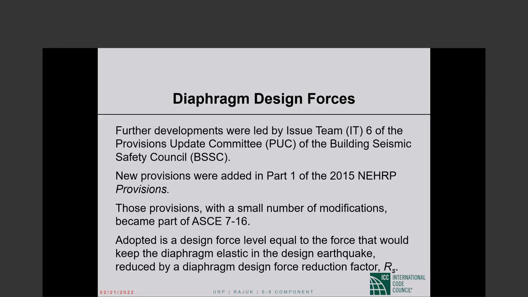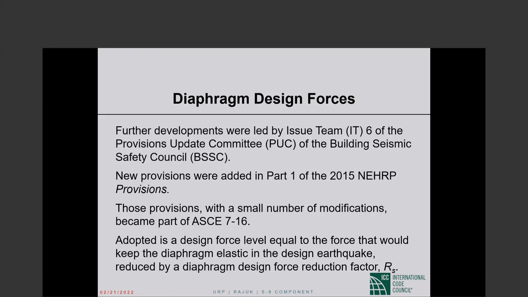This alternative design force level is mandatory for precast diaphragms in design categories C and D. It is allowed to be used, not required to be used, for design category B precast diaphragms, cast-in-place concrete diaphragms, and wood diaphragms supported on wood framing. Steel deck diaphragms are not included in that list. The steel industry felt more research had to be done before they would agree to the different force level.